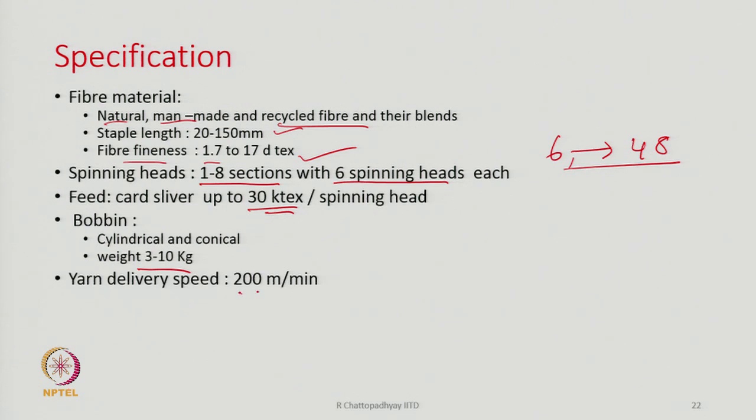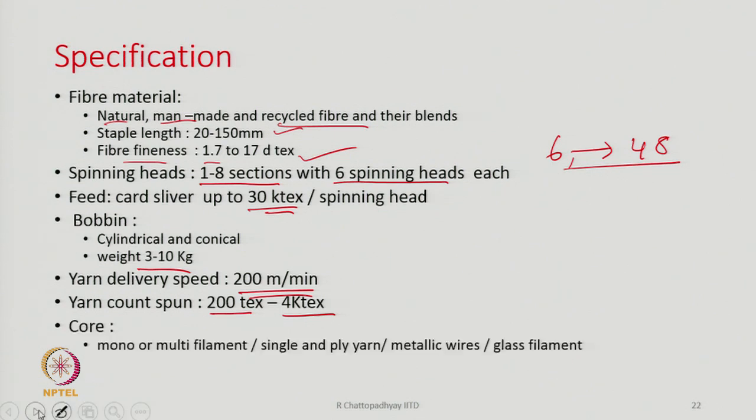Yarn delivery speed is close to 200 meters per minute. Yarn count 200 tex to 4 kilotex. Generally, this is the coarser count range of yarns we produce. In the core, we can put mono or multifilament yarns, single or ply yarns, metallic yarns, glass filaments; anything is possible to put in the core.